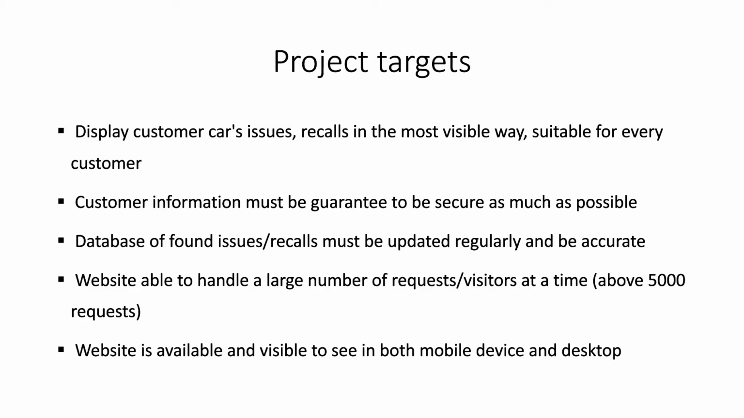Coming up after this, we want the website to be able to handle a large number of visitors at a time. Since more than 20 million Australians own private cars, we expect to have more than 5,000 requests at a time. And last of all, we want the website to be available to see on both mobile device and desktop, since the majority of people might find it more convenient to check their car information through their mobile phone.